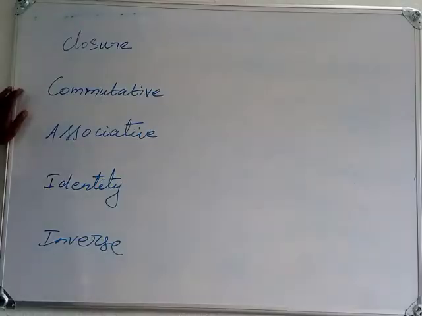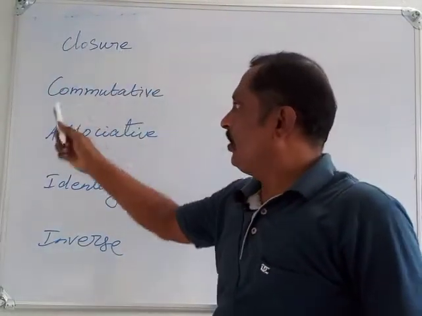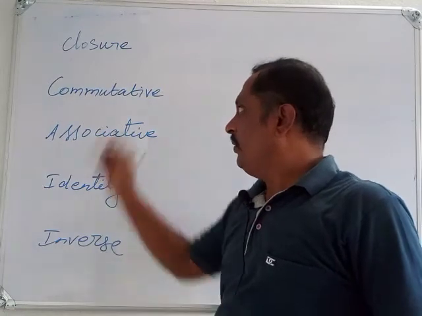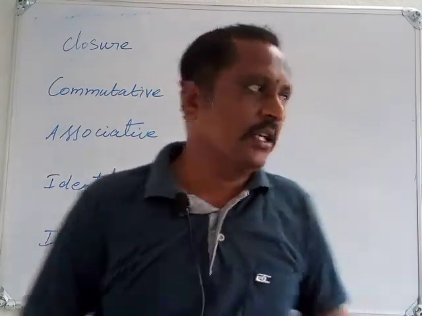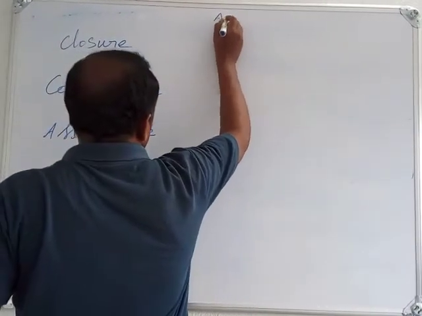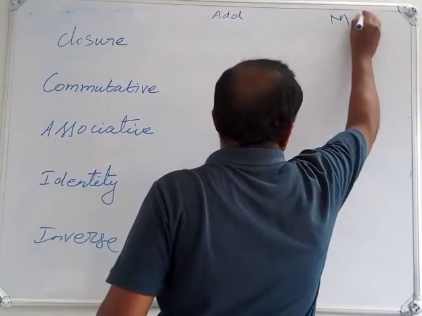Closure, commutative, associative, identity, inverse. 1, 2, 3, 4, 5. Five operations, five properties. Closure, first one, addition use panna.